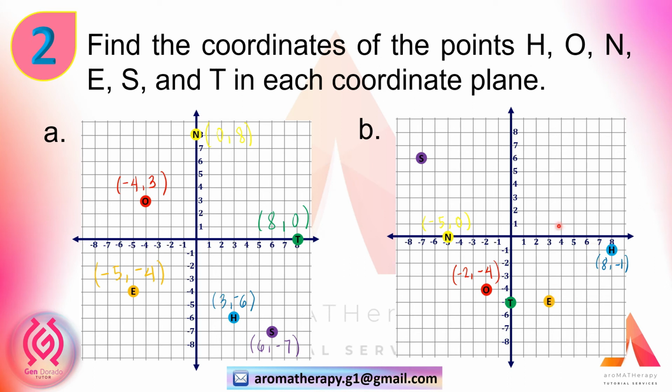Point E. H-O-N-E. Tama. Muna si 3, si x-axis. Sunod si y-axis. So, we have 3, negative 5. Next, S. Negative 7, 6. Next, letter T. Point T. 0, negative 5.